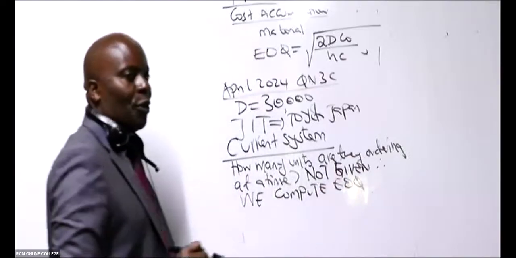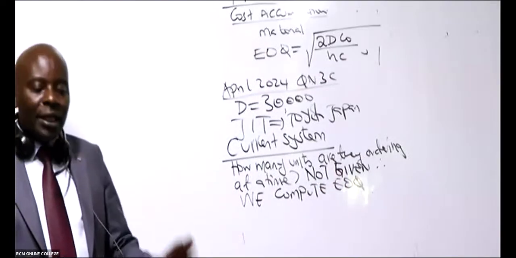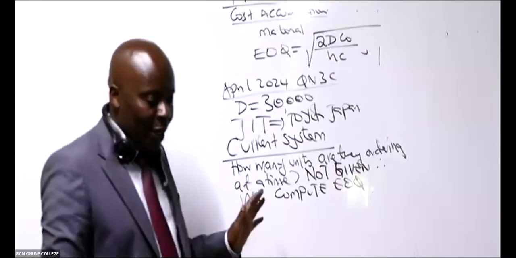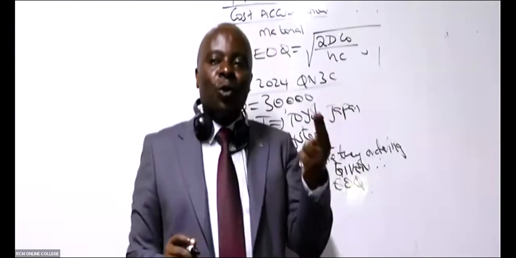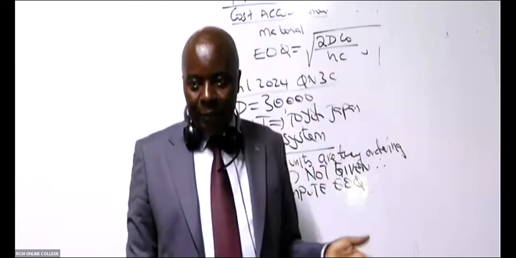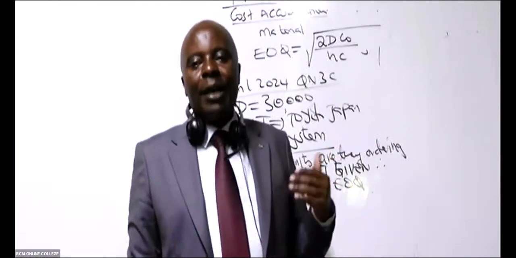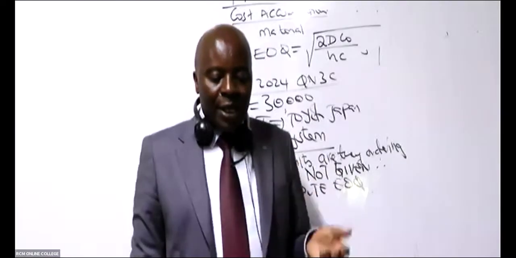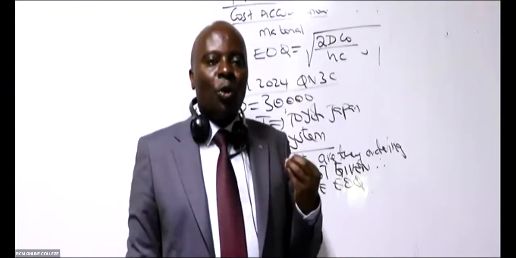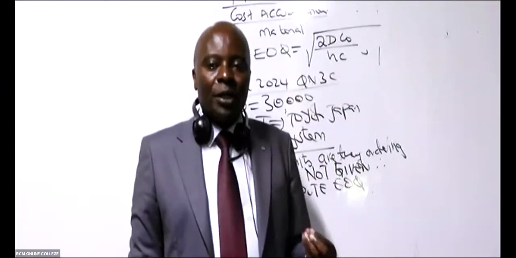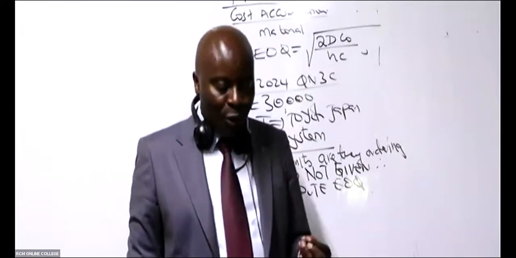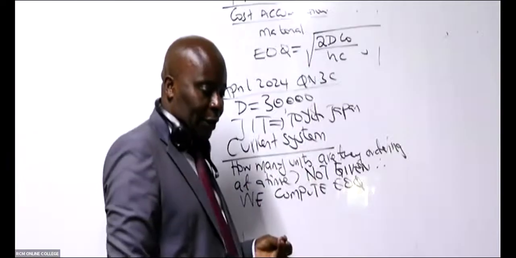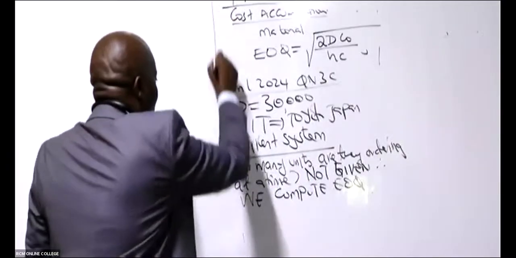Under this current system, there is nowhere they have told us that, for example, every time they are ordering 2,000, 3,000, nowhere. So in the absence of a quantity being given, we, being prudent, would always want to minimize our cost, and therefore we shall order the EOQ. So then let's compute this EOQ, all of us.